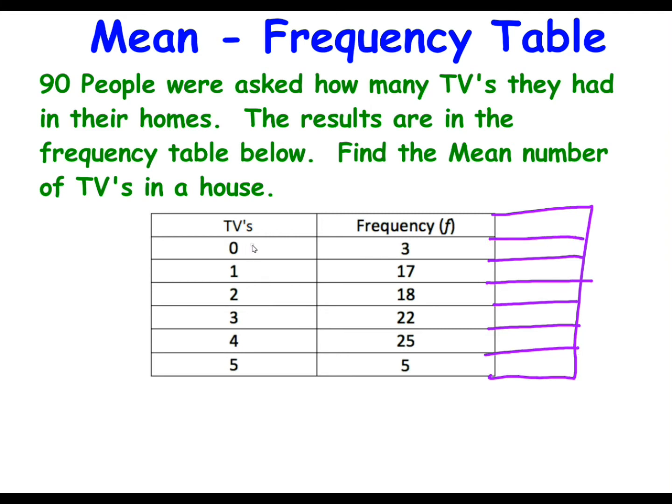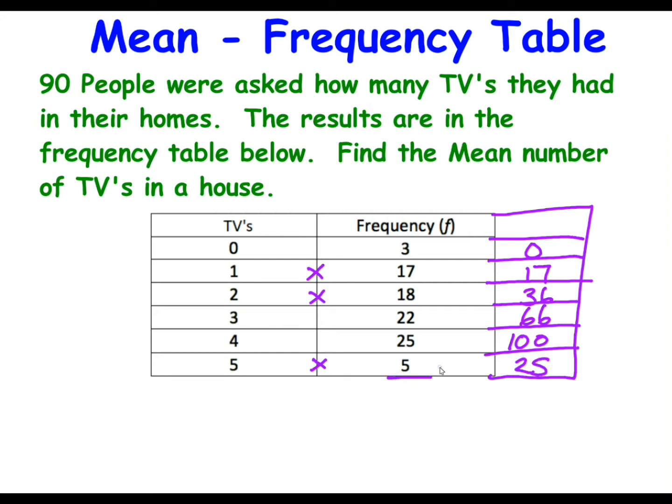So 0 televisions times 3 people is 0. 1 TV times 17 is 17. People with 2 televisions, there were 18, so that's a total of 36 TVs. 3 televisions, there were 22 people, so that's 66 televisions. 4 televisions in the house, there were 25 people, so that's 100 TVs, and then 5 people had 5 televisions, which is another 25 televisions.